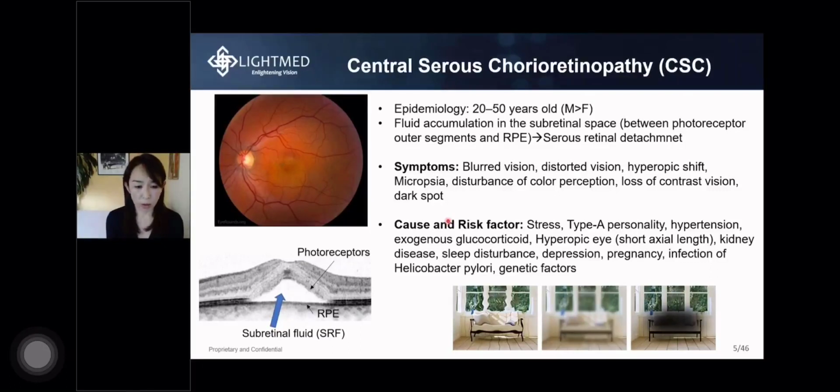What is the reason? What is the cause or risk factor? There are different factors considered. Many people already know that stress is related to this disease, or type A personality, sometimes hypertension, or exogenous glucocorticoid steroid therapy can trigger this, or hyperopic eye, which means short axial length, is known to be a risk factor, or sometimes kidney disease, sometimes psychological sleep disturbance or depression medication can also induce it, and pregnancy or infection or genetic factors. This is very multifactorial.